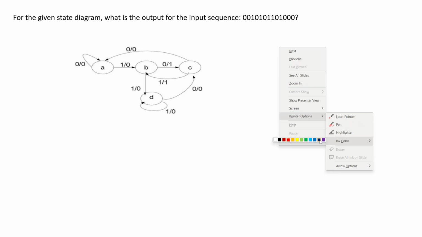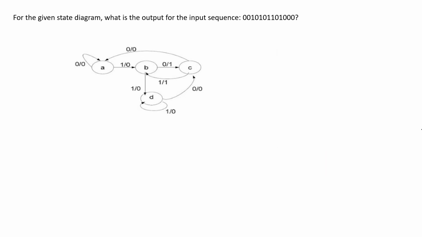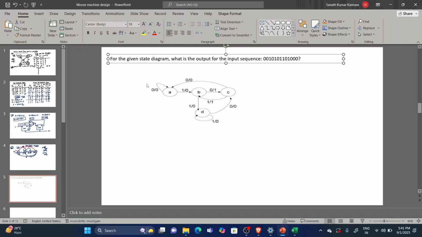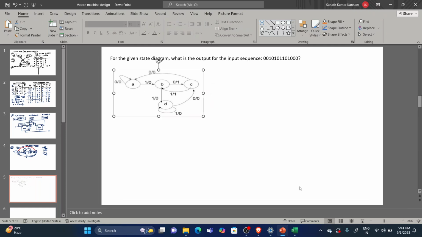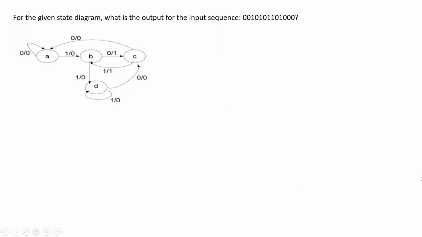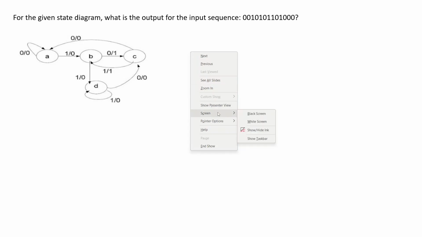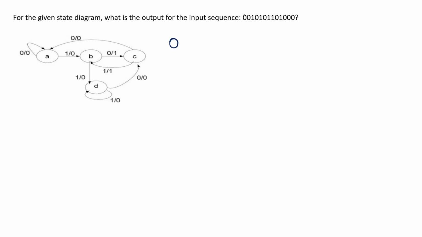Maybe first we should find out the sequence using the state diagram. By seeing the state diagram, you can write the output sequence. Simple only. Suppose the input is zero, what is the output? If the input is zero, it will stay in the same state. The output is zero. This one is over.